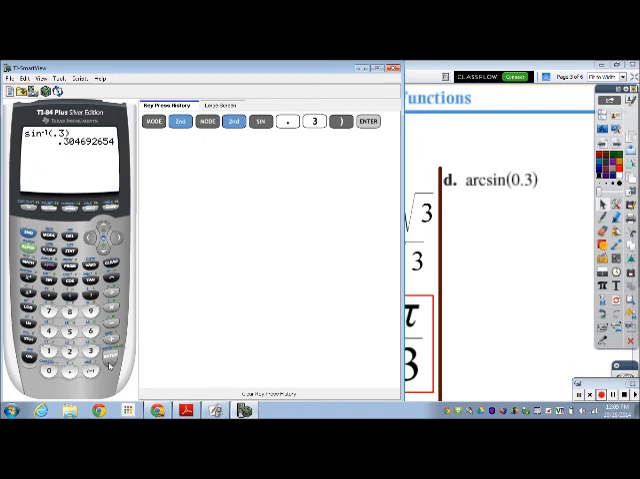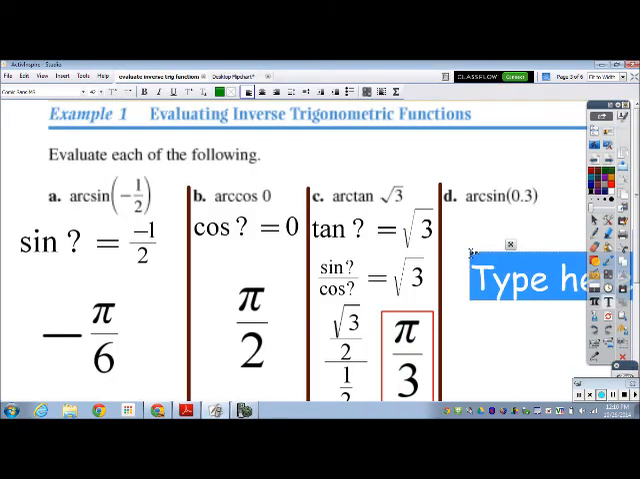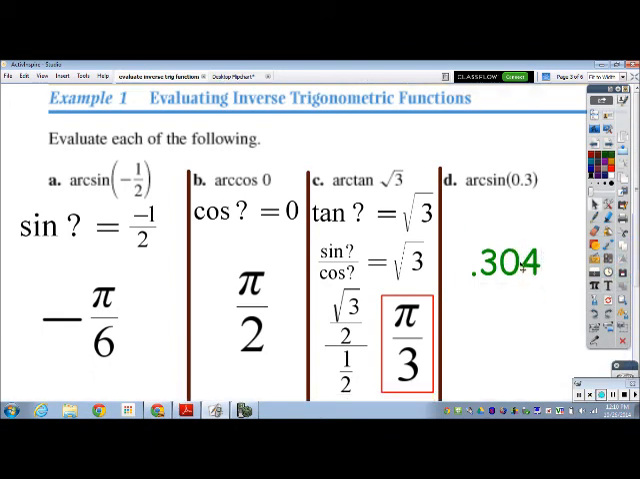And in our class, we round to 3 decimal places, and you can truncate, which means you just cut it off at the third number, or you can round. So your answer would be 0.304 or 0.305 if you rounded. And that's how you would evaluate your inverse trig functions.